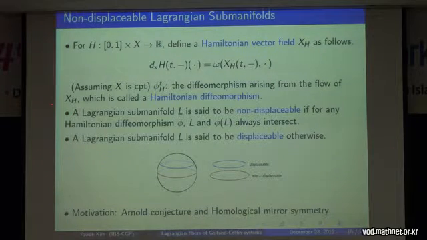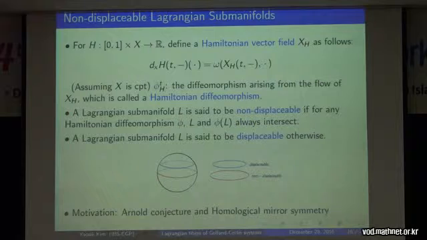Then let's assume that our manifold X is compact. Then you can consider the diffeomorphism arising from the flow of X_H, which is called the Hamiltonian diffeomorphism. A Lagrangian submanifold L is said to be non-displaceable if L and its Hamiltonian perturbation always intersect, no matter what Hamiltonian diffeomorphism you choose. Otherwise, it is called displaceable.